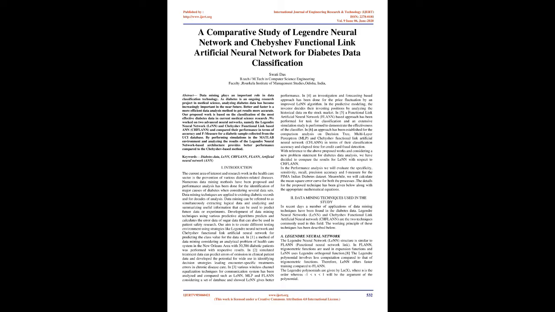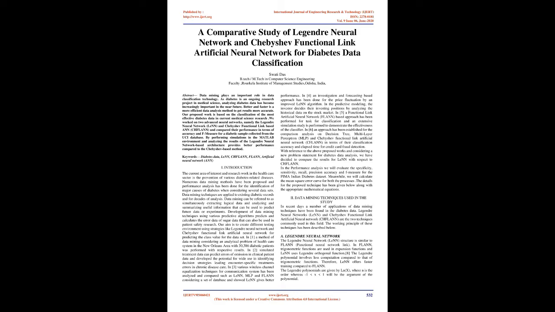Our aim is to create different testing environments using strategies like the Legendre neural network and Chebyshev functional link artificial neural network for predicting the class value for the data set. In one, a method of data mining considering an analytical problem of the healthcare system in the New Orleans area with 30,386 diabetic patients was performed with respective results. In two, simulated treatment data can predict errors of omission in clinical patient data and develop the potential for wide use in identifying decision strategies leading to encounter-specific treatment errors in chronic disease care.